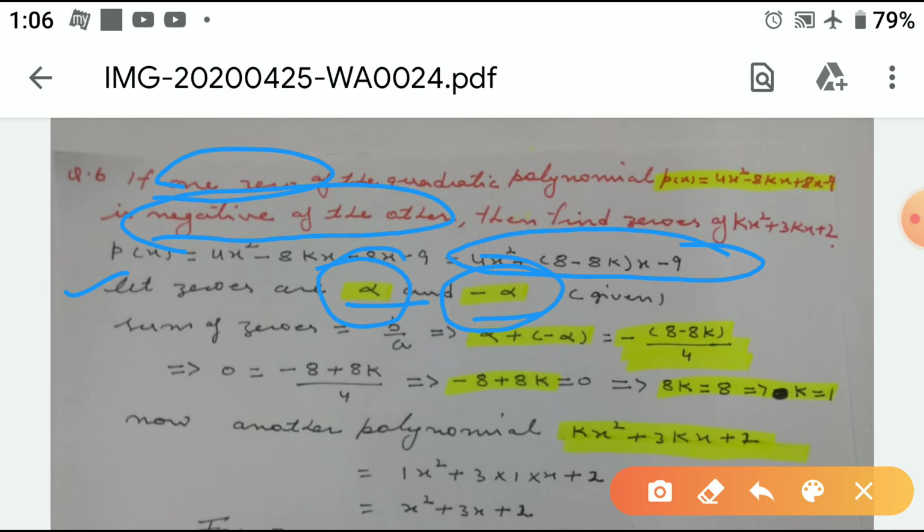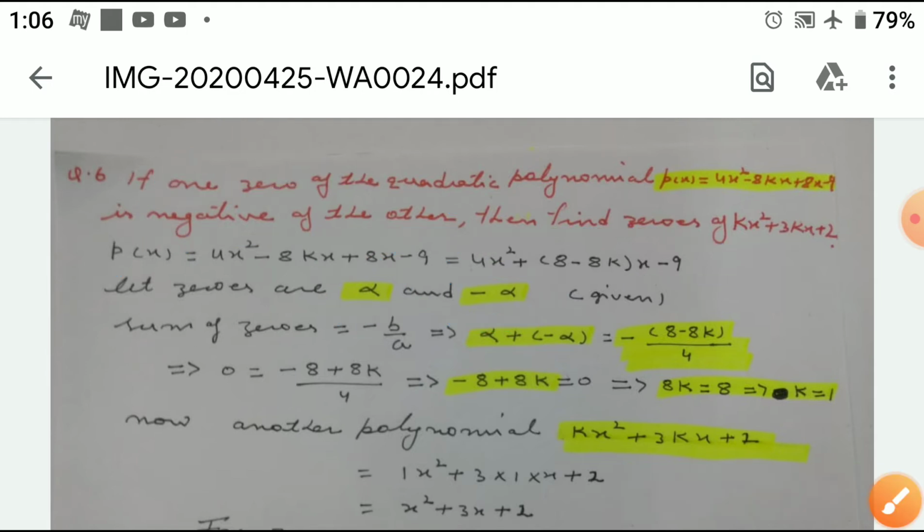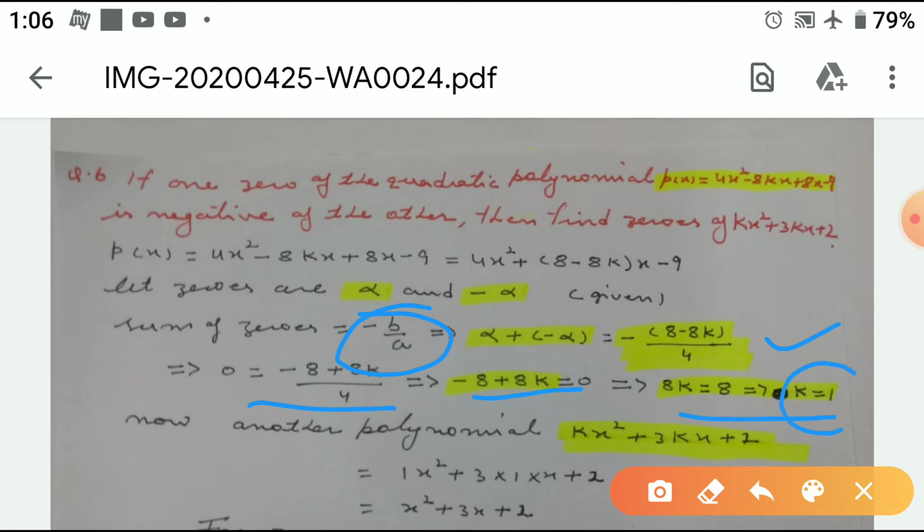Now easy, sum of zeros, we know the formula of the sum of zeros. Sum of zeros is minus b upon a. Put the value, that is minus (8 minus 8k) upon 4. Now alpha plus minus alpha is 0. Now cross multiply, we get minus 8 plus 8k is equal to 0. Now the value of k comes 1. The value of k is 1.